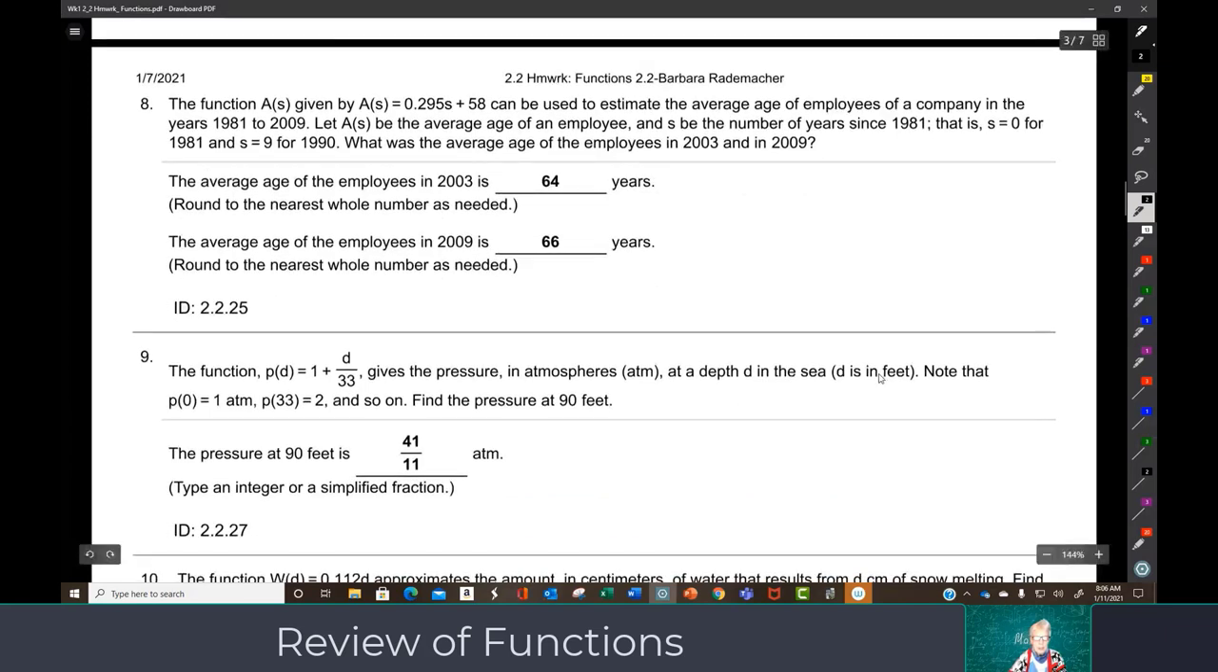Word problems. Ooh! Okay. Let's read it, and then I'll go through it and explain it. The function A of s given by A of s equals 0.295 times s plus 58. Looks scary.